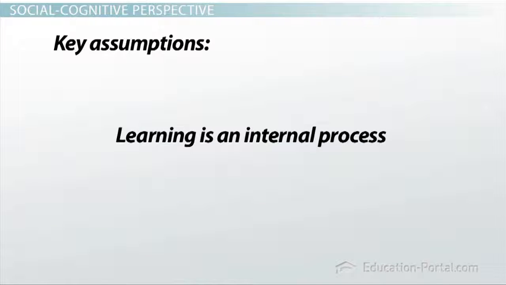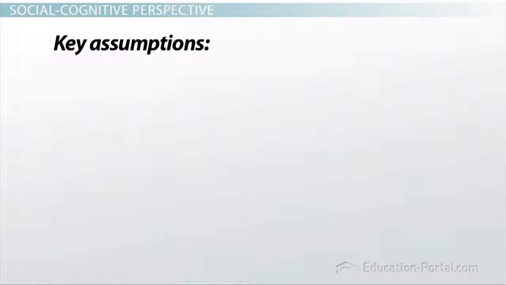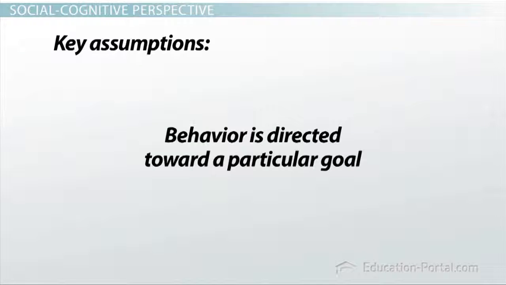Second, learning is an internal process which may or may not lead to a behavioral change. Specifically, theorists conclude that learning may occur without the behavior being displayed immediately or even ever. Our third assumption states behavior is directed toward a particular goal. Social cognitivists believe learners set goals and direct their behaviors toward meeting those goals.